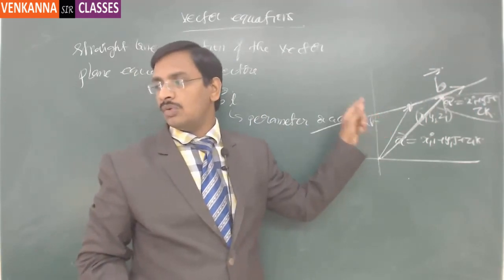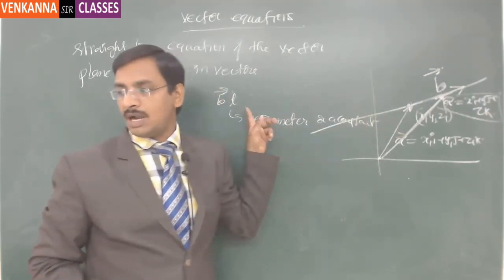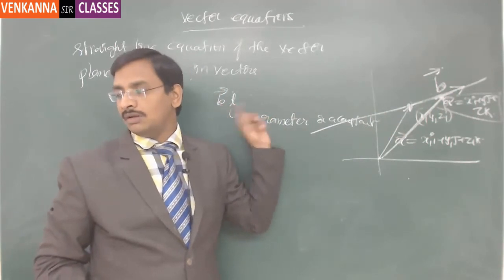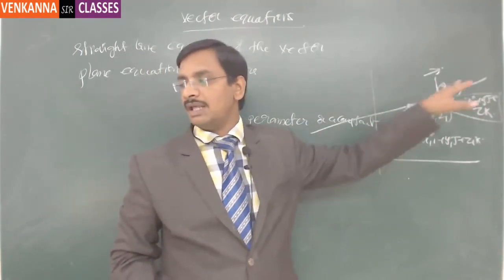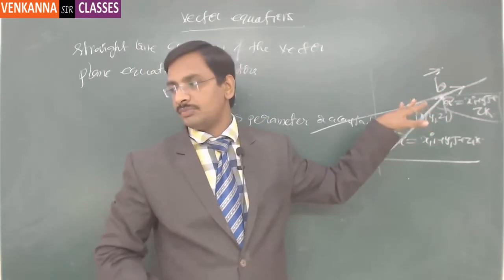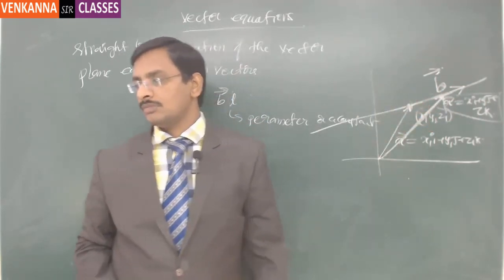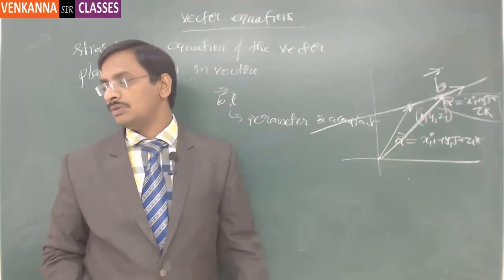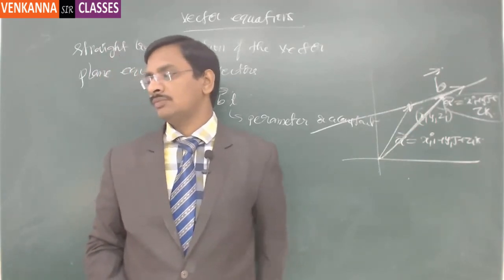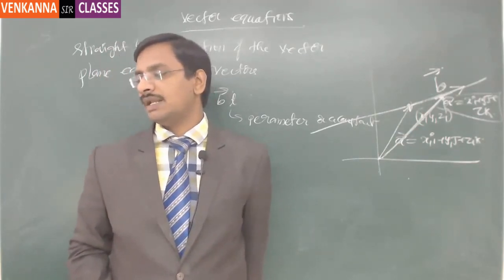Got it? Now at any point, if you multiply a random number t to the vector b, then it will be adjusting the length of the b. Correct or not? Understood? So it will be adjusting the length of b.